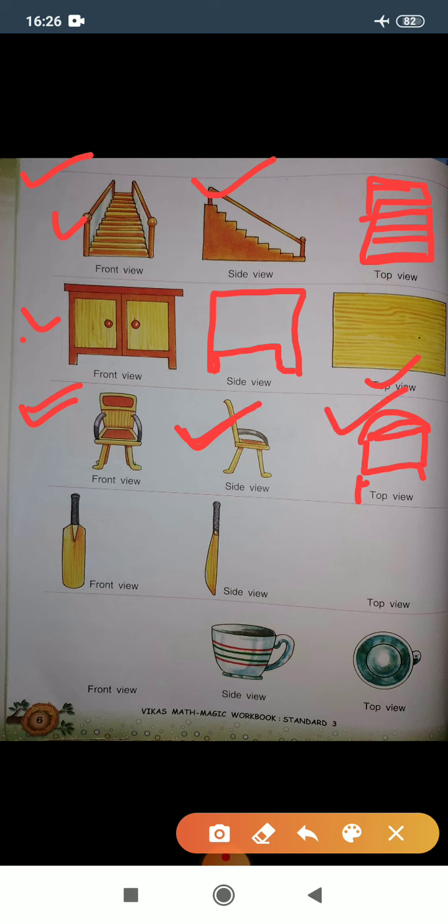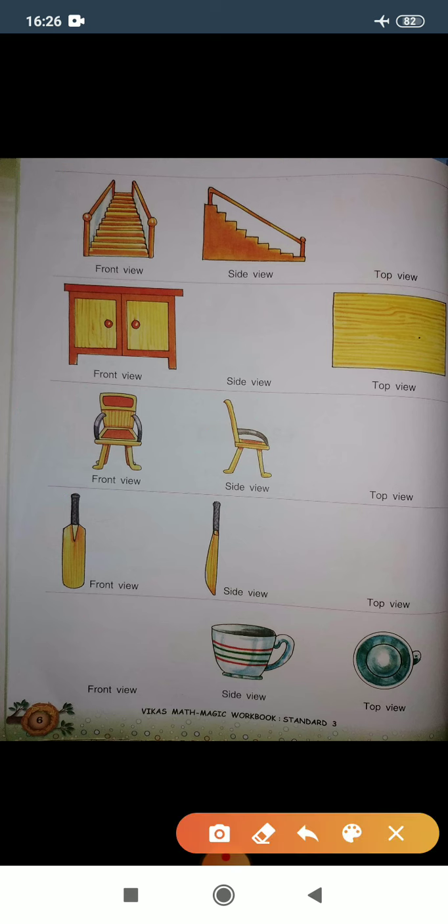After that, a bat is given. So the front view of the bat is here, side view is given here. Now we need to draw the top view of the bat. So simply if we see the bat from the top, we can only observe this type of figure. So you can draw this.